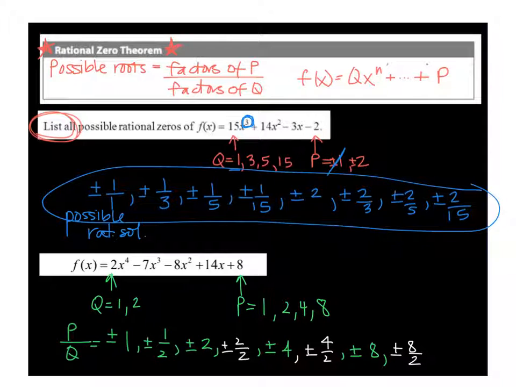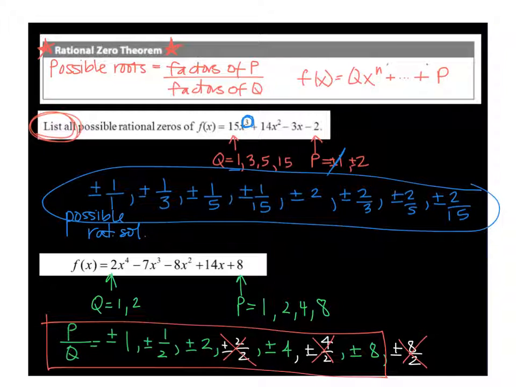All right, and here's what I have. So 1 over 1, I just wrote as the whole number 1, then 1/2, 2. Notice the ones that I wrote in white, I'm continuing the pattern, but they're actually repeated because 2 over 2 is the same thing as just 1. So really, I don't need to even write that one. 4 over 2 is the same thing as 2, which I already have, so I don't need to write it. And 8 over 2 is the same thing as 4, which I already have, so I don't need to write it as well. So those are my possible rational factors.